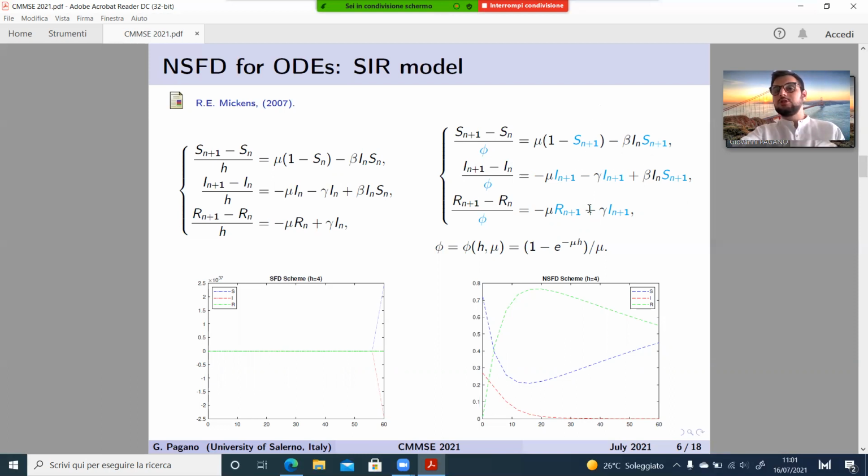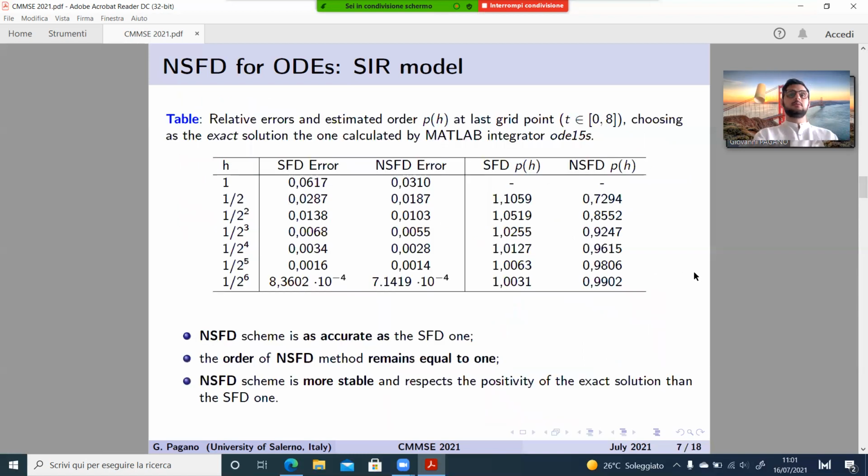These non-local representations are used to preserve the positivity of the solution, and this function phi in order to have a stable model, a stable numerical scheme. And this is the table in which we can also compare the errors in a smaller interval than the previous one. And in small intervals, our non-standard scheme is also good.